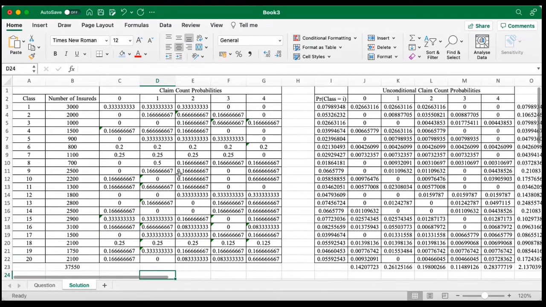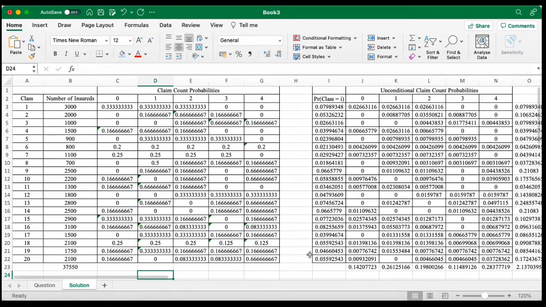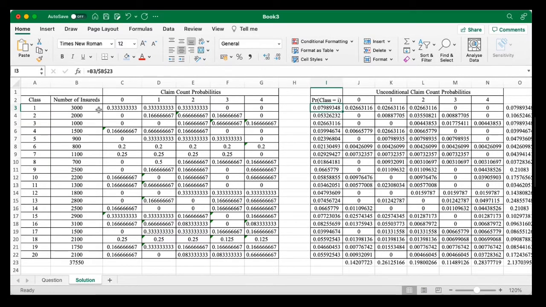In the original data, there is a condition on the class of the insureds. So the next step is to convert the data into unconditional claim count probabilities where the condition of the class is included into the probability. First of all, we divide the number of insureds for each class by the total number of insured that was calculated here, which is 37,550. We do the same for each class from class 1 until class 20.